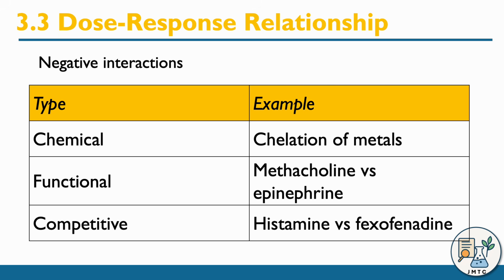Here are other examples of our negative interactions. So, sa chemical, again, it's neutralization, chelation of metals. Sa functional, it's a tug of war. So, ito, effect niya is constriction, and the other is dilation. And the last one is competitive. Your histamine versus fexofenadine. Competitive meaning something blocks something.